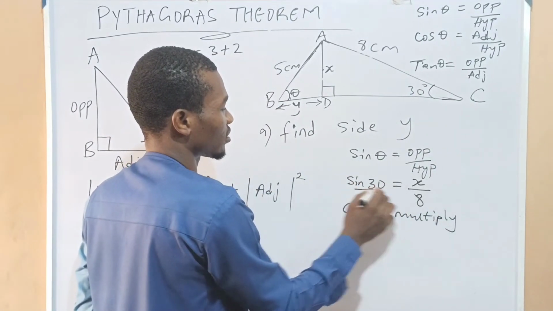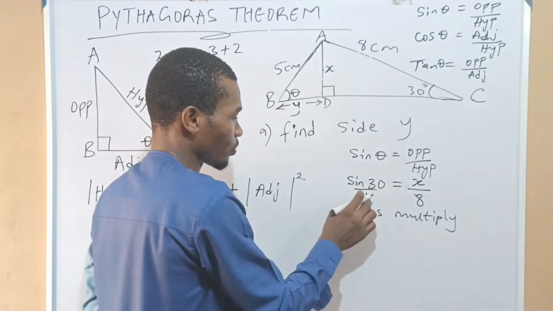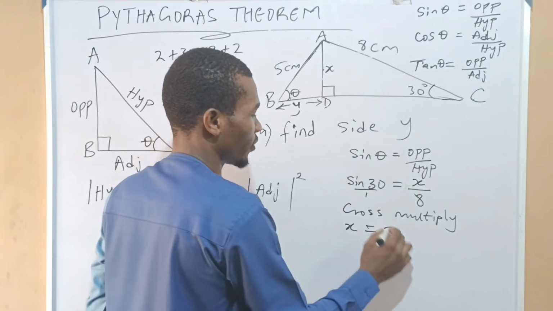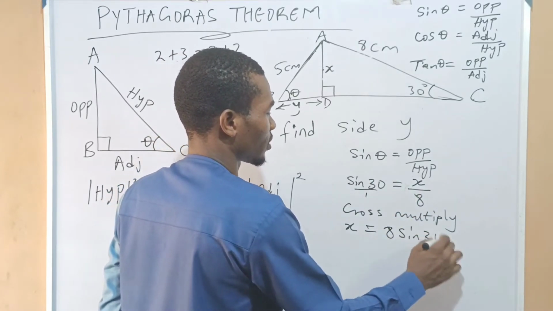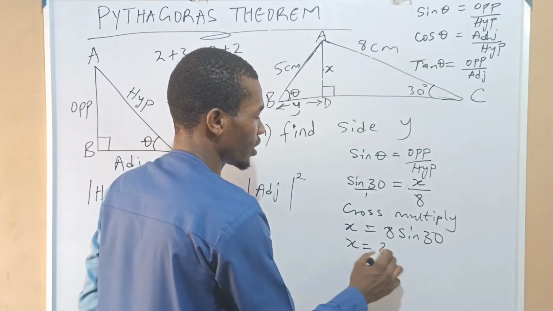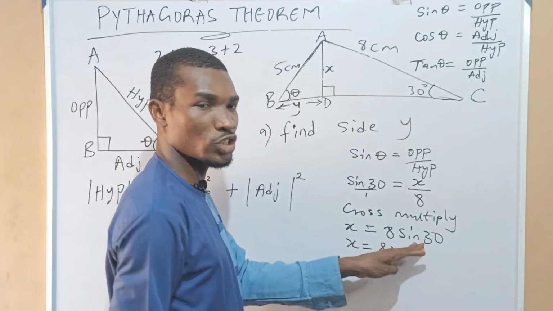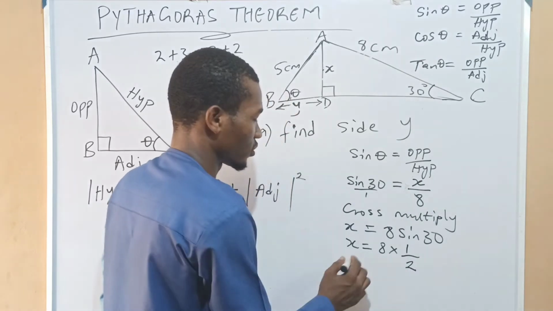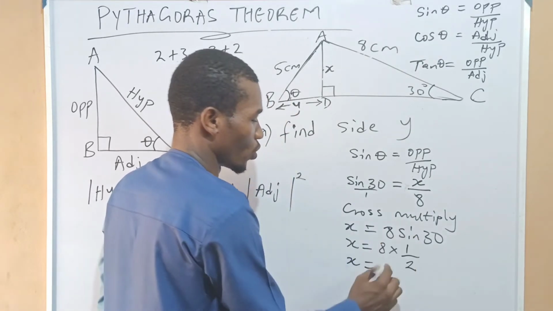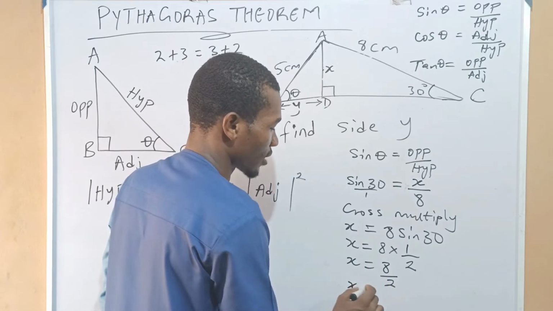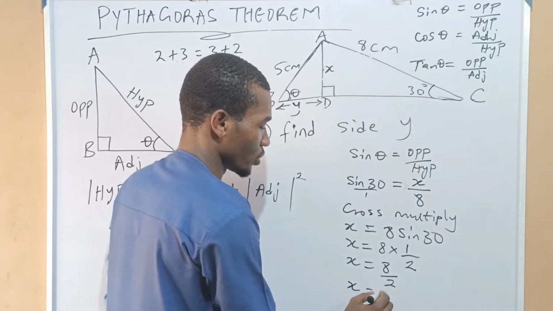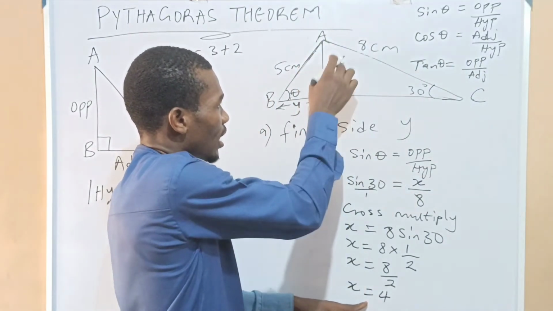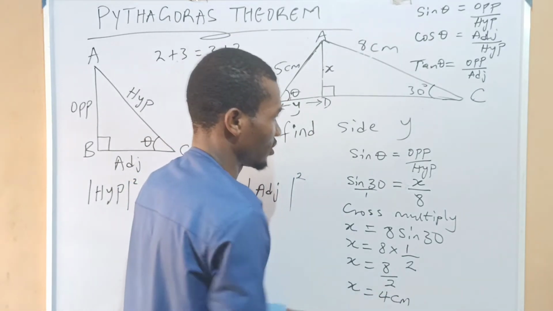remember sine 30 is the same as sine 30 over 1, such that x multiply 1, we still have x. And that is equal to 8 multiply sine 30, we have 8 sine 30. Such that x is equal to 8 times, remember the trigonometric ratio of sine 30 using special angle is 1 over 2. Such that x is equal to 8 multiply 1 is 8 all over 2, and x is equal to 8 divided by 2, we now have 4. We have succeeded in finding side AD, and that is 4 centimeter.